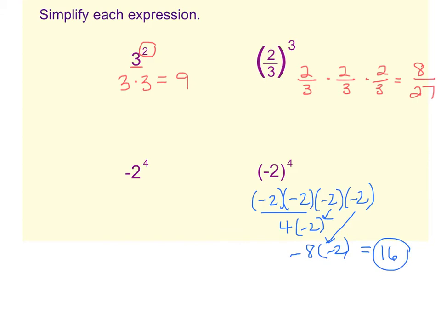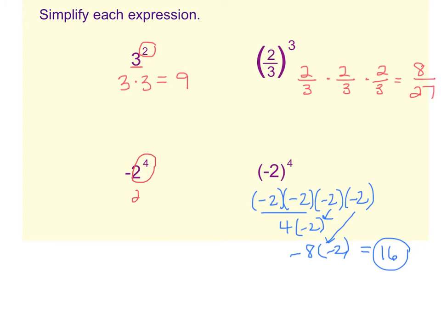Now this negative 2 to the 4th over here, the way that this gets read in math, and it's going to seem a little backwards, is that the negative is not included inside with the 2. It's not inside a set of parentheses to connect it. So what we actually do is first we do the 2 to the 4th.